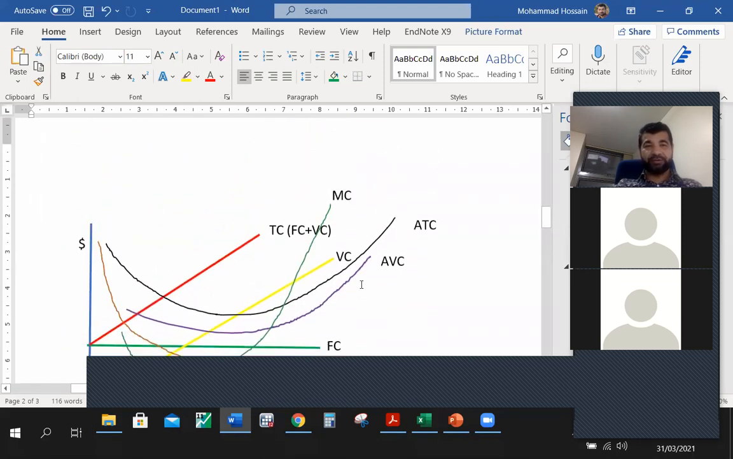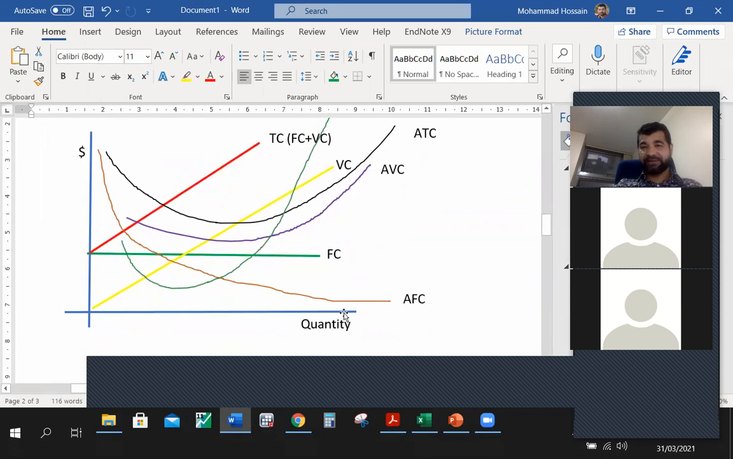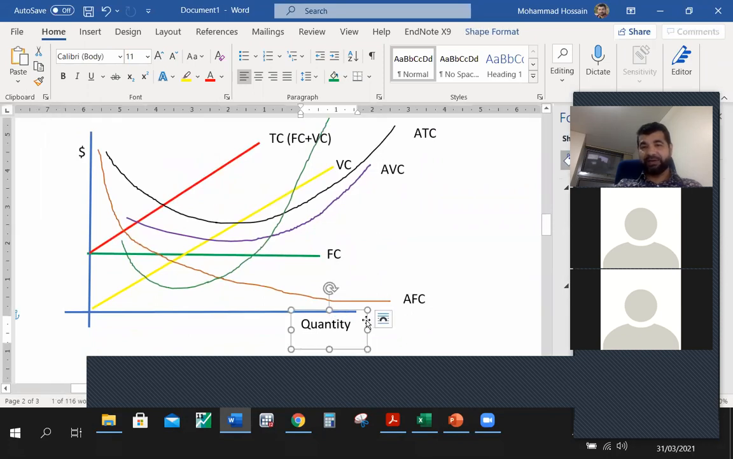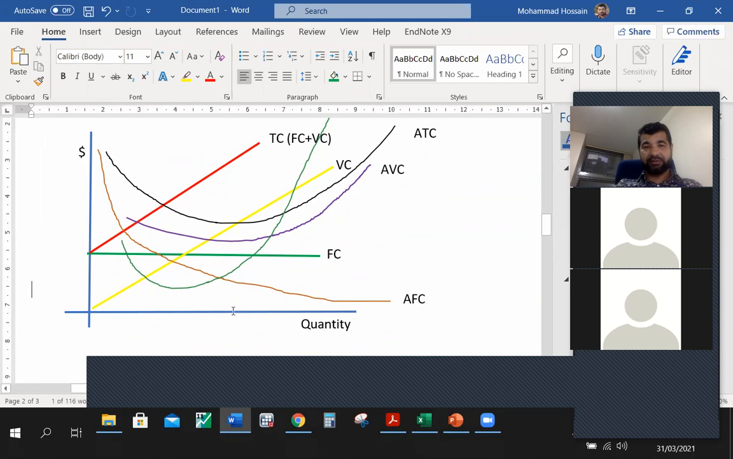That's what I try to put here. See, average fixed cost never crosses this line. It might go close to it, but never cross it. See, these are also, the gap will be high in here. That's how I draw. That's the trick of drawing. The gap is high here, but here the gap will not be high. Average variable cost and average total cost.